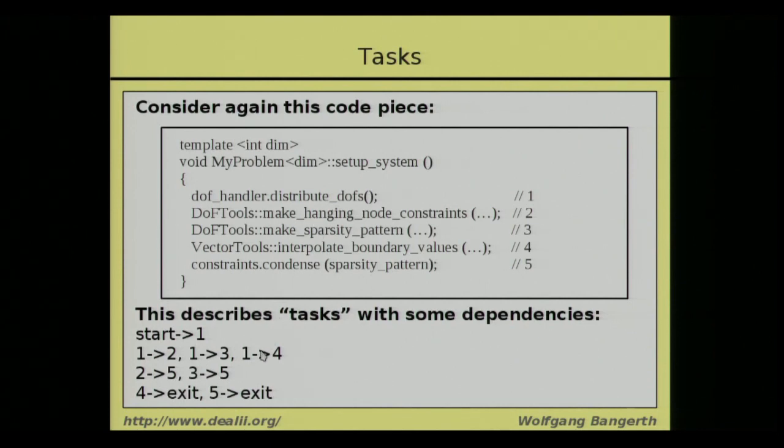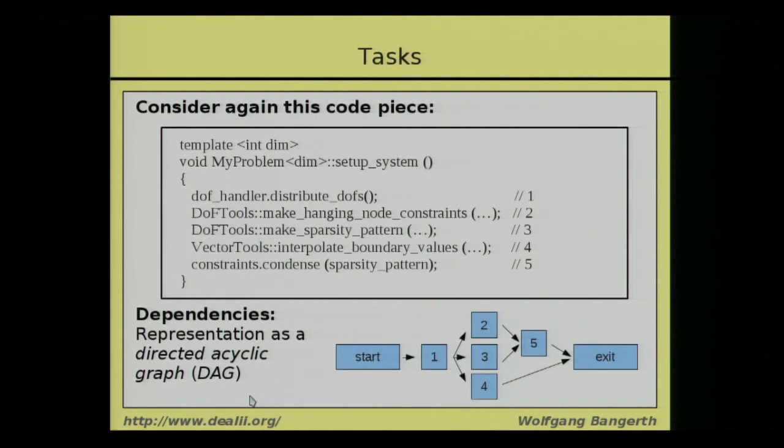So I can write this in the following way, that 1 depends on start, 2, 3, and 4 all depend on 1, 5 depends on 3 and 2, and to exit the function I need to be finished with steps 4 and 5. And this is typically represented in a graph that would look like this. And if you think hard enough about this, you find that this graph is always acyclic and directed, so we call this a directed acyclic graph, or for short, DAG. Everybody just calls it a DAG.